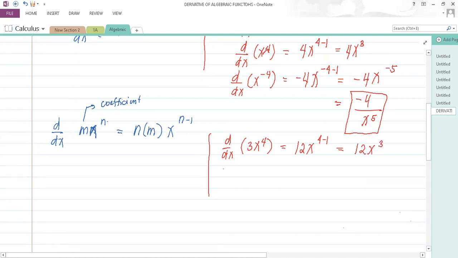Okay, so what if we have, say, find the derivative of 5x cubed. That is 15, that is 3 times 5, x raised to 3 minus 1. So this is equal to 15x squared.